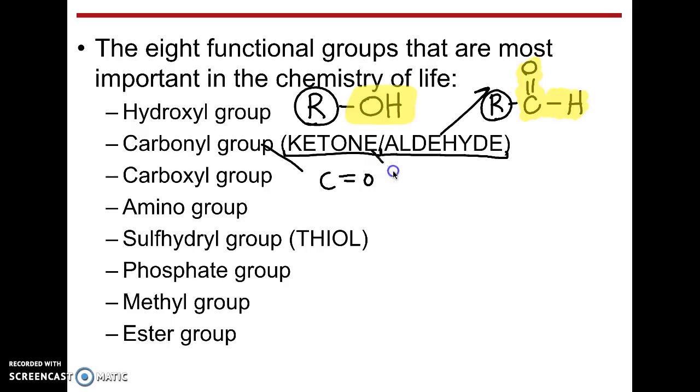And a ketone is also a carbon double bonded to an oxygen, but a ketone is where it happens in the middle of a compound. So you have an attachment to some kind of carbon compound on the left and an attachment to some kind of carbon compound on the right, and then somewhere in the middle you have the carbon double bonded to the oxygen. So that's a ketone.